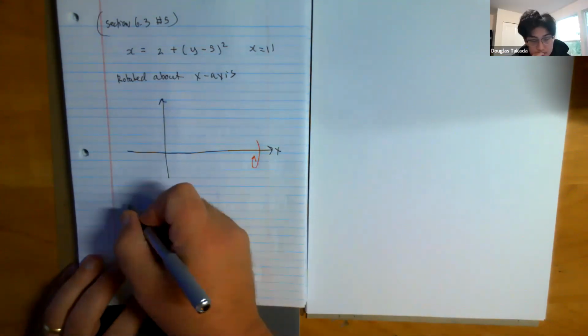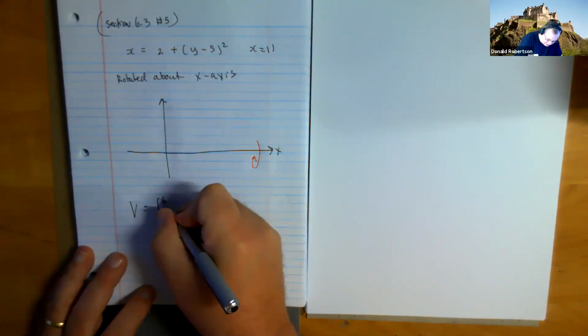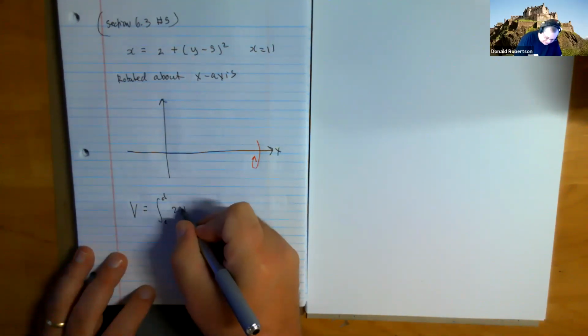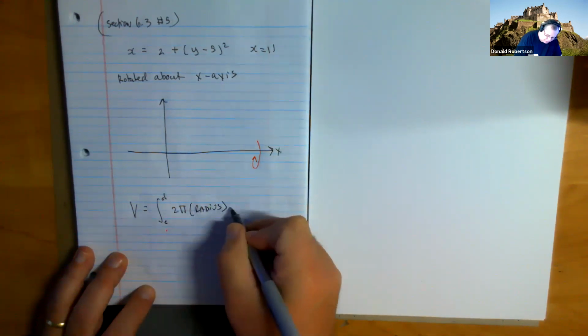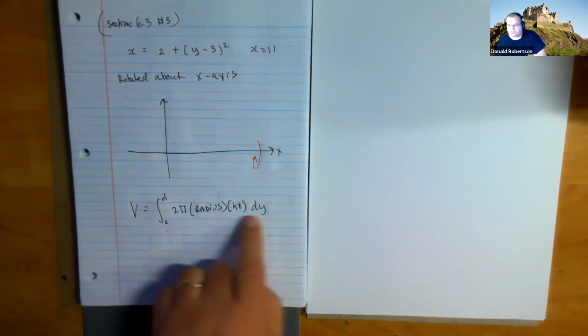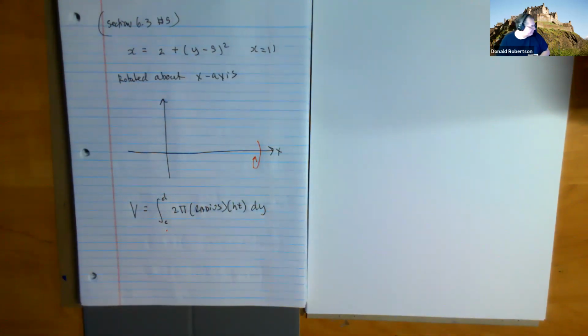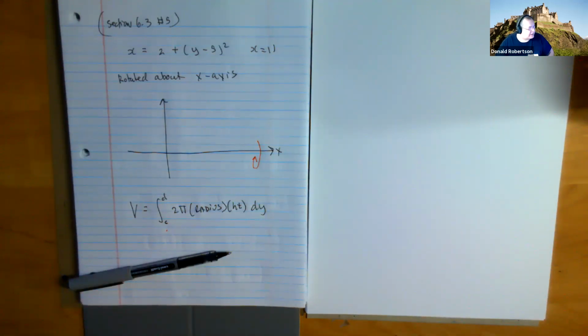Okay, so we know we're going to do the integral from y equals c to d, 2 pi, a thing called the radius, multiplied by a thing called the height, dy. So that's the very generic formula that we're going to use. So I got to get this into Desmos. Let me go over to Desmos for a second and see what this looks like.